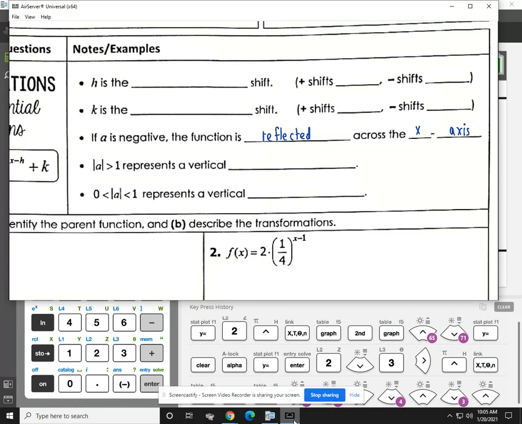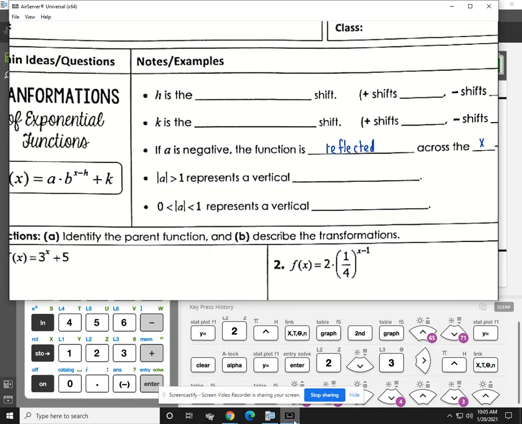Same. Okay, next. What if that a value is greater than 1? What does it do to your graph? It vertically stretches it. Again, that's not the first time you've heard this. But what if that a value out front is less than 1? Between 0 and 1. It vertically what? Compresses. So a controls 2 things. Reflecting, and if it's any value other than 1, it vertically stretches or compresses based on what the value is.